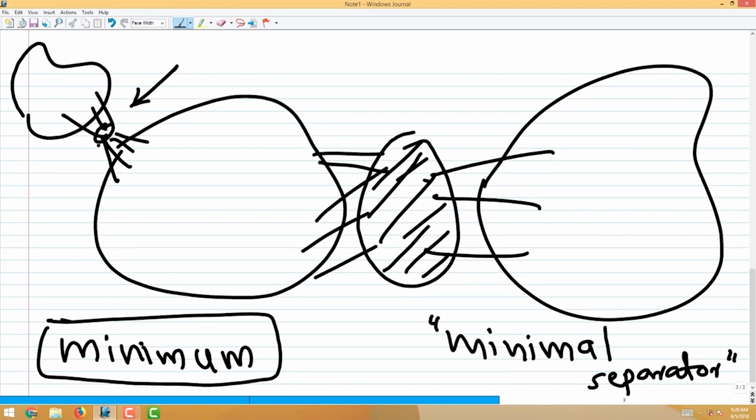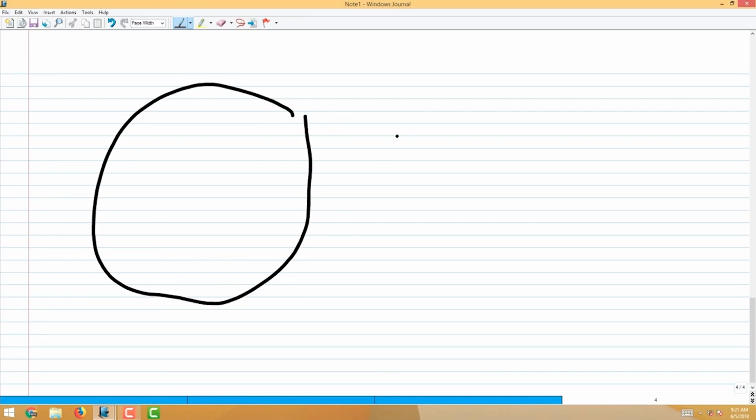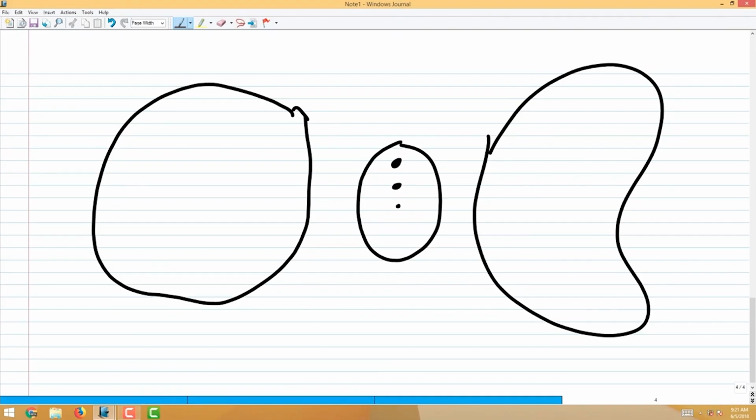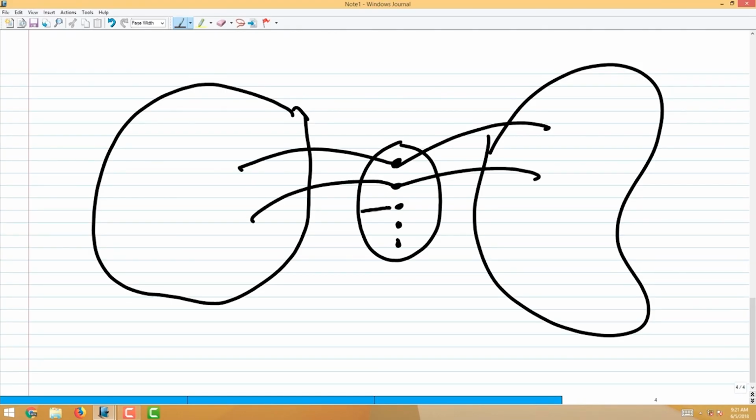So now, what is an interesting property of a minimal separator? A property of the minimal separator is like this. Suppose these are the vertices of the minimal separator. Now, can you see that each vertex of a minimal separator should have at least one edge going to both sides, at least one edge each side?